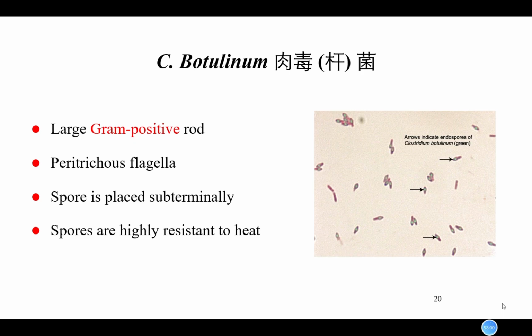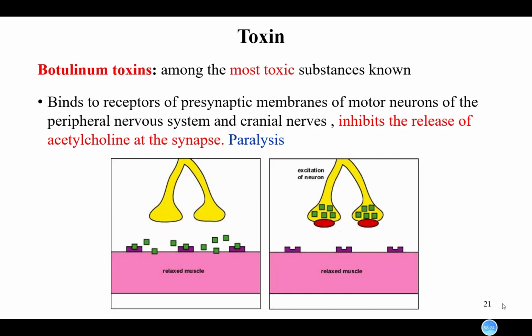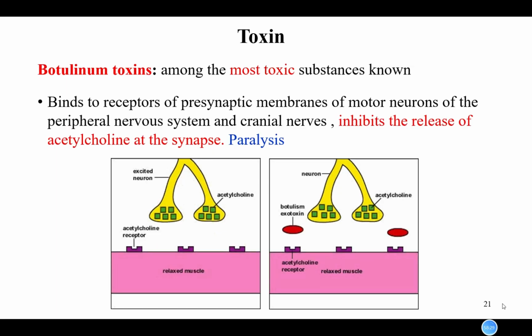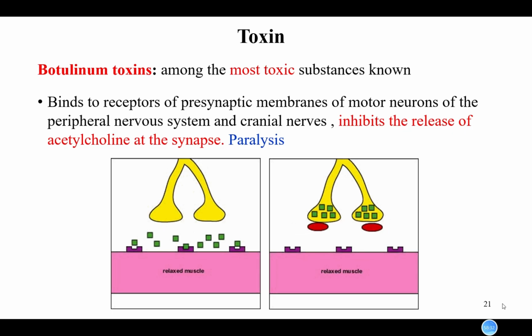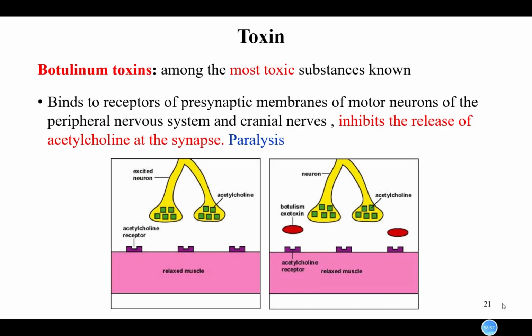And botulinum spores are highly resistant to heat. So if it contaminates our food, it probably takes a long time, like boiling over 20 minutes, to kill the spores. Botulinum also produces the exotoxin, the neurotoxin. The botulinum toxin is one of the most toxic substances ever found.